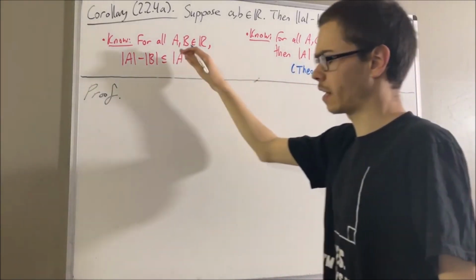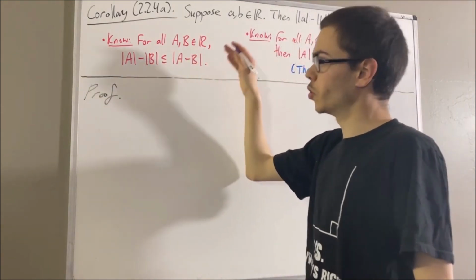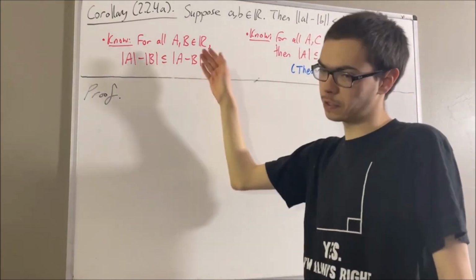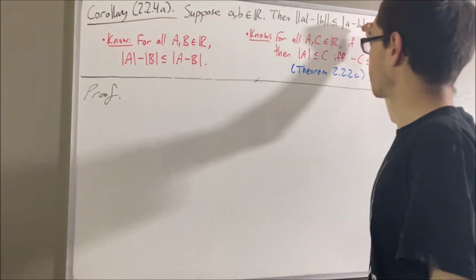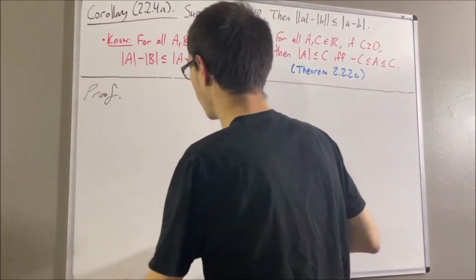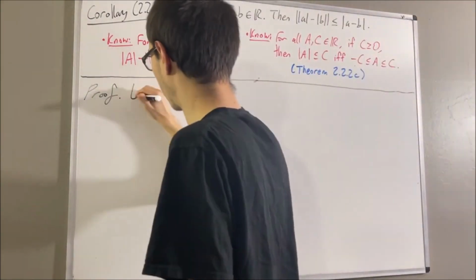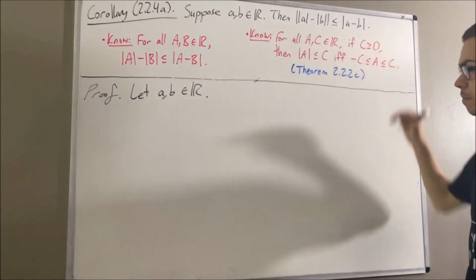And this first fact actually doesn't have a name in the book, but you can prove this directly from the triangle inequality. And in fact, in the previous video, we proved this. So now, let's prove this corollary. To start out the proof, let's give ourselves two arbitrary real numbers, a and b. Our whole goal is to prove this inequality.